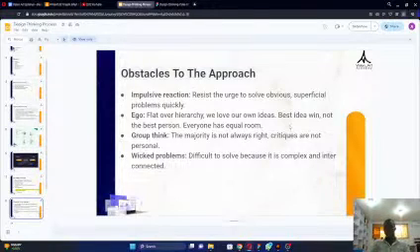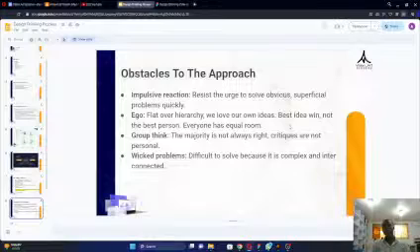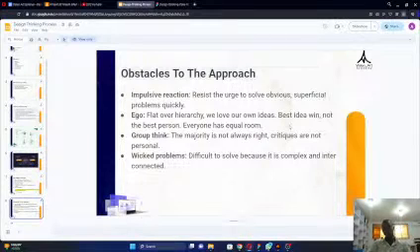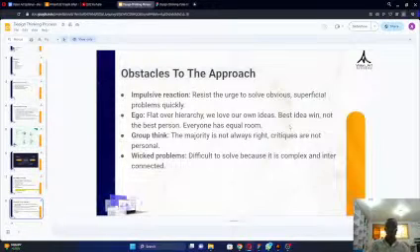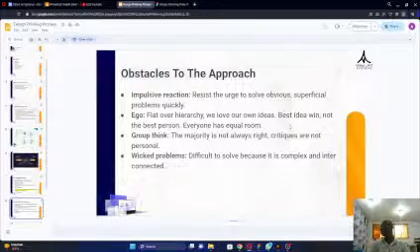Then groupthink. So the majority is not always right. Critics are not personal. Like I said earlier, it's not just the best person, and also not the majority. If you are in a situation whereby you guys are coming up with ideas, you shouldn't prioritize just the majority, right? The minority might also have the best solution and you guys won't be looking at it. So you need to consider all of that, not the majority but the best solution.